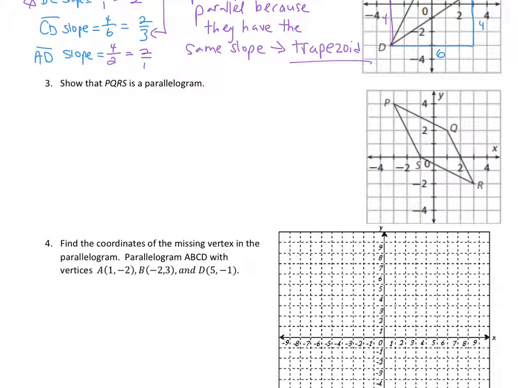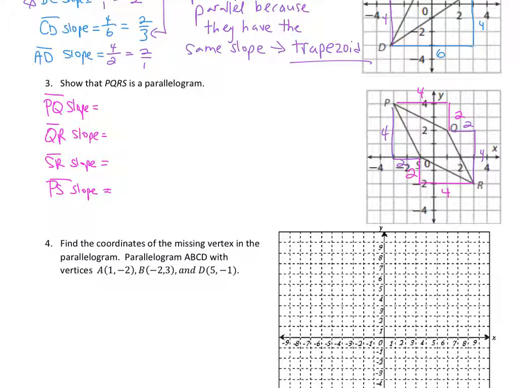Number 3 is the same way, except now I want you to show me, is it a parallelogram? So first you need to find the slope of all 4 sides. For my side PQ, our rise is 2, the run is 4, and that's going downhill, so it's going to be a -1/2.